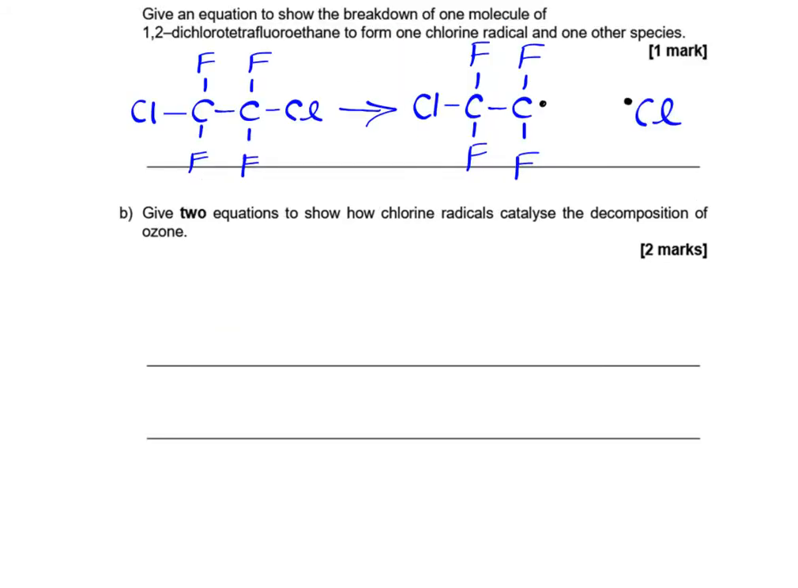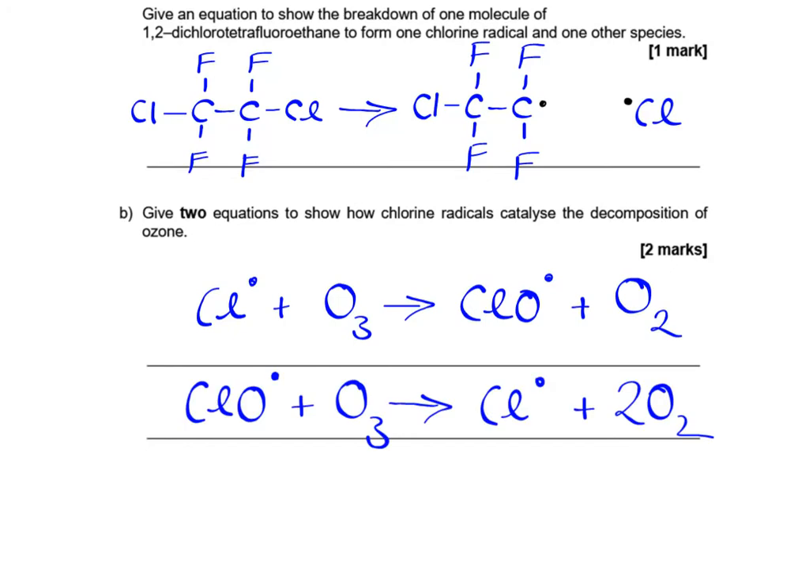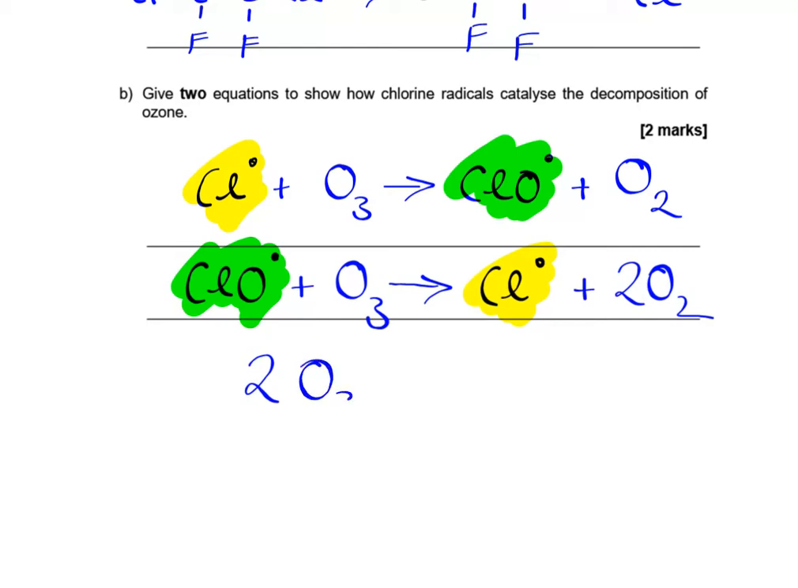Now we've got the 2 equations showing how chlorine radicals catalyse the decomposition of ozone. So straight from the notes, so that's the first one, and that's the second. Good way just to check that things have worked out: just have a look at what you're left with overall, so we can see that the chlorine radical is a catalyst, and the ClO radical is an intermediate, and what we should be left with overall is 2 ozones making 3 oxygens. So if you've got that, then you've done it right.